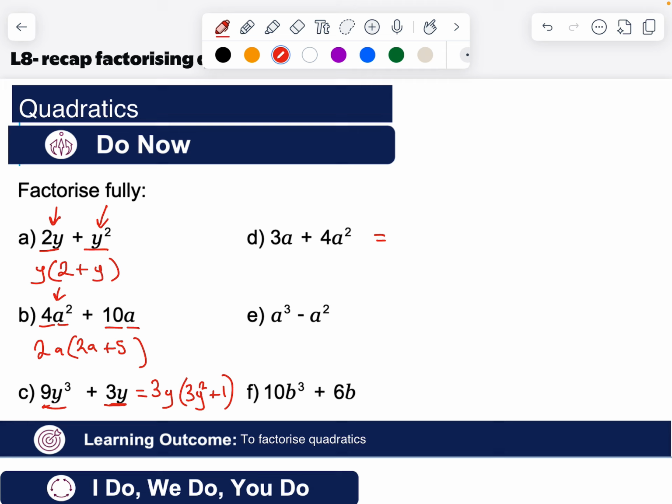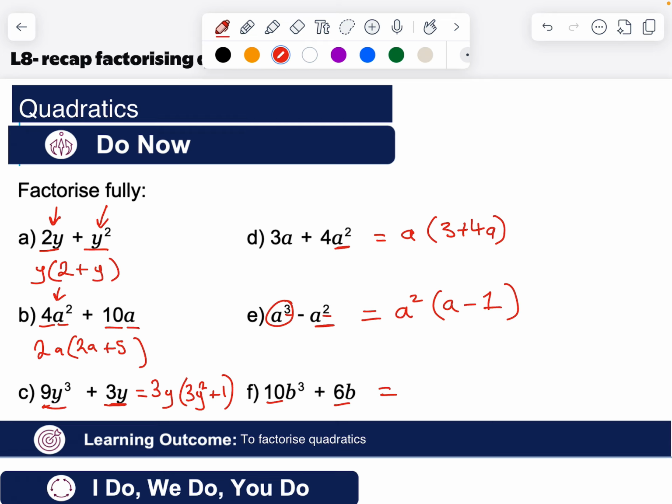Next one, the coefficients have nothing in common. The only thing they have in common is a variable, which is a. So on the inside, it is 3 plus 4a because you need the squared at the end. Here, they both have an a squared in common because there's a cubed and a squared. And then inside, you need an a to make it cubed, minus, and then just 1 because you just need the a squared at the end.